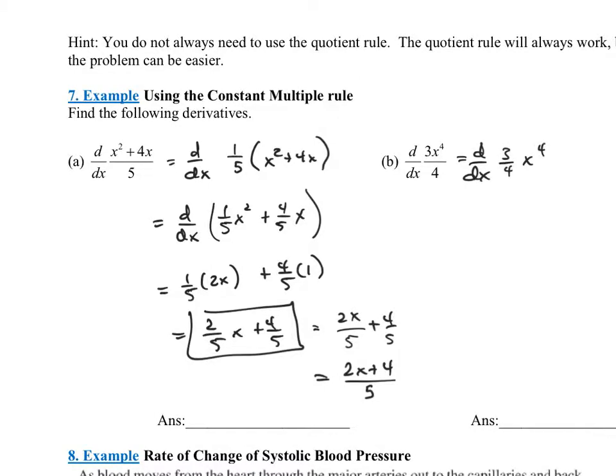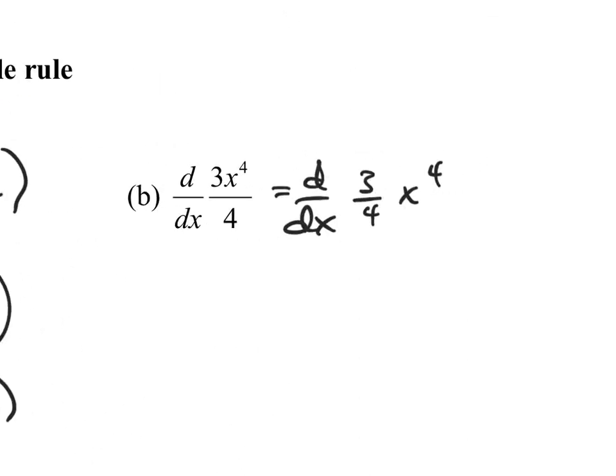So if you don't pay attention, you would have used the quotient rule here. High being 3x to the 4th, the low being 4. You would have done low d high minus high d low over what's below squared. No need to do that right now. We can just use the constant multiple rule.